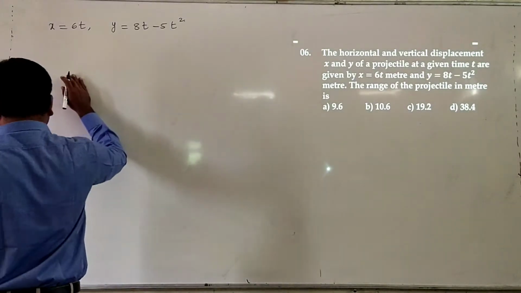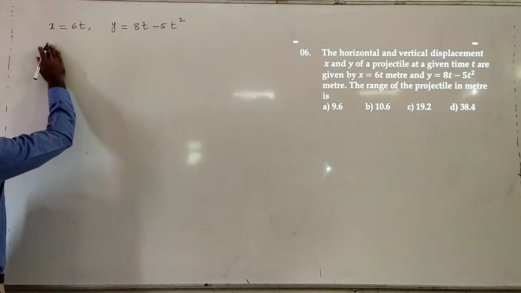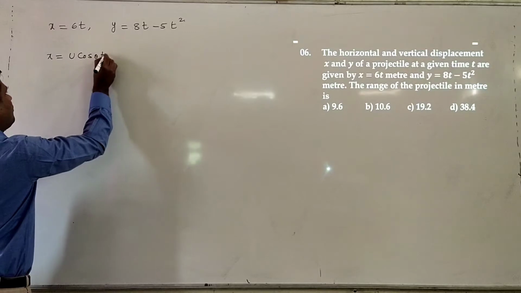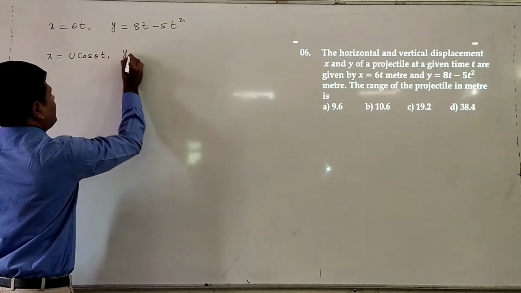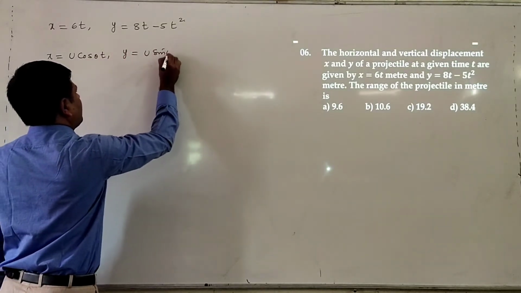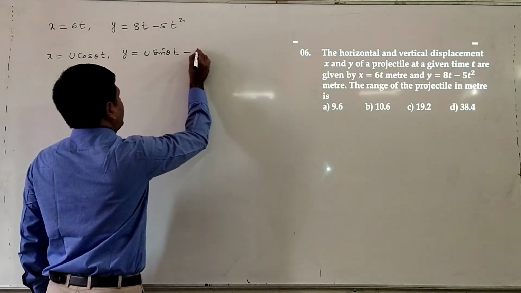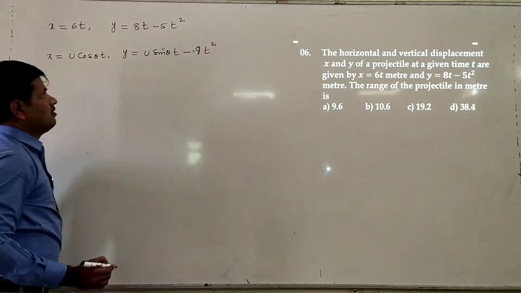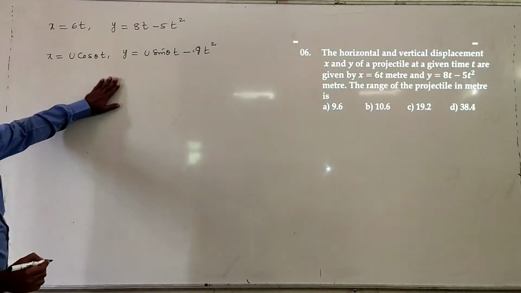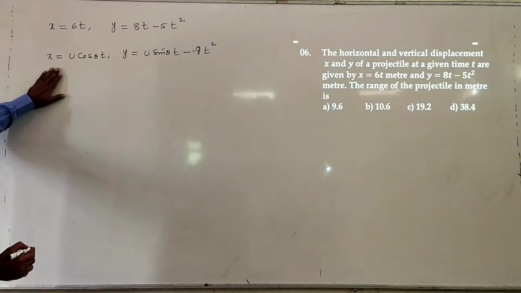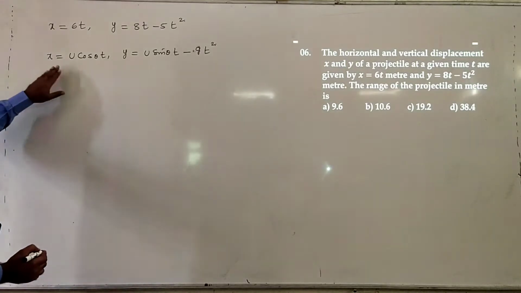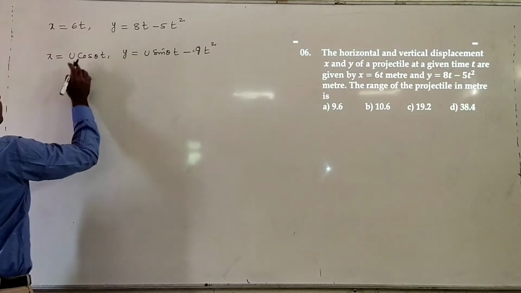First we can compare these equations with the horizontal projection. The x component can be written as u cos theta into t. Now the y component can be written as u sin theta into t minus half g t square. Now we are comparing this one. This is the horizontal component and this is the vertical component. Compare this one. Here t is the same, x is the same.